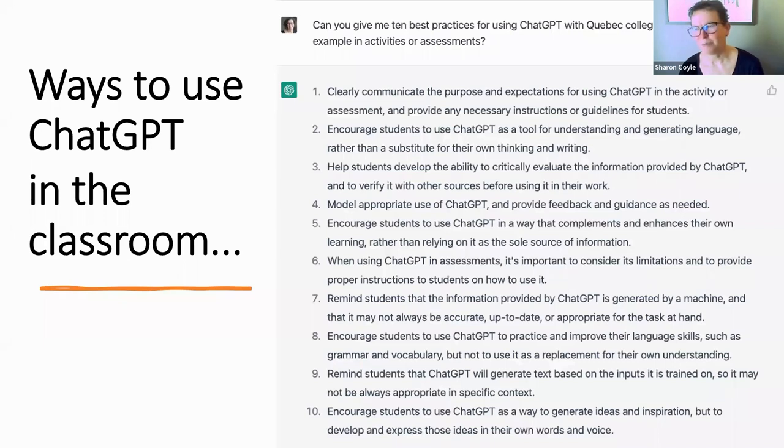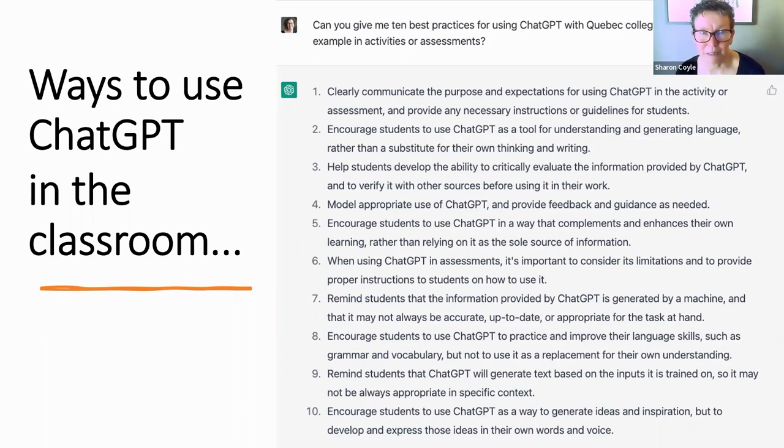So let's move to something more positive. I asked ChatGPT, can you give me 10 best practices for using ChatGPT with Quebec College students? For example, activities or assessments. And I'm not going to read those. They're available, but there are lots of interesting things.